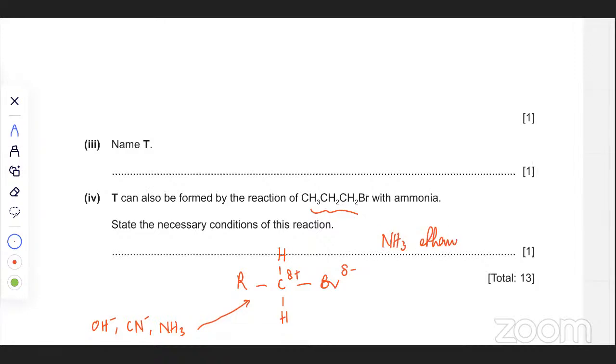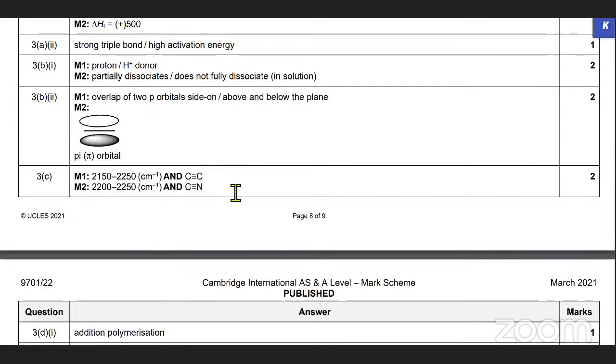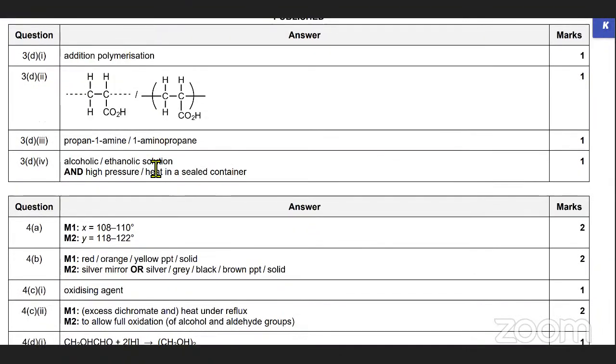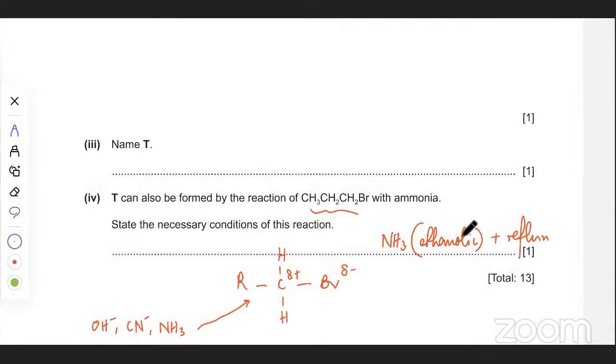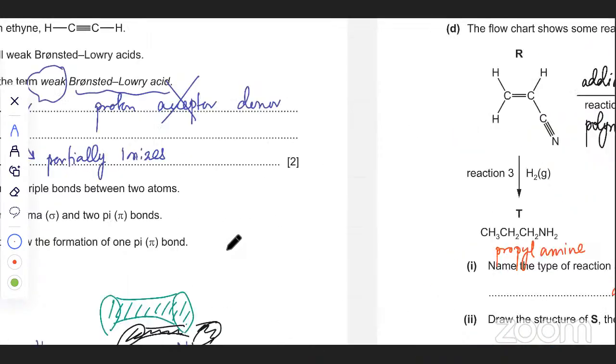Another acceptable answer would be that you heat with ammonia in a sealed tube, ammonia gas. I can just quickly check whether that is acceptable. And I think we have, so ethanolic, or high pressure heat in a sealed container, or heat in a sealed container. So those were the conditions. Ammonia has to be ethanolic, and you're going to reflux. I did miss one question somewhere. So let me just quickly check.